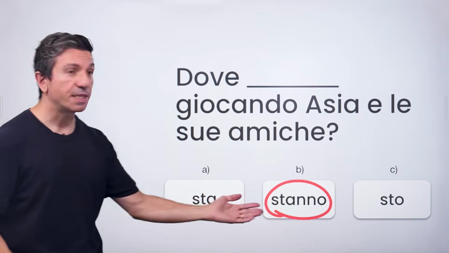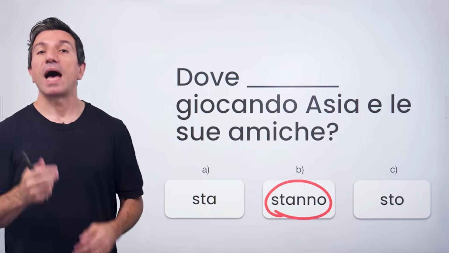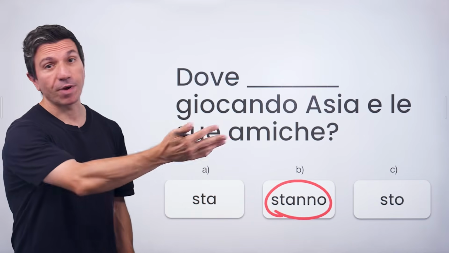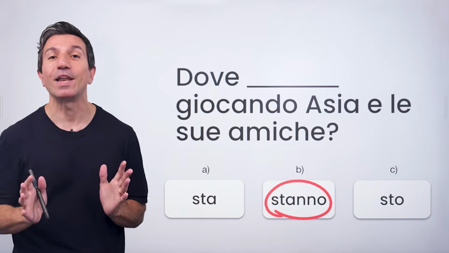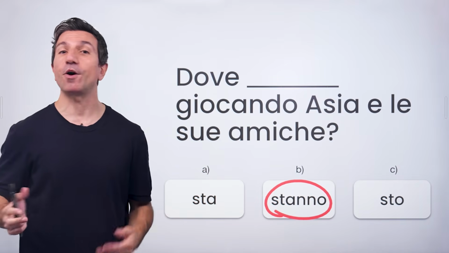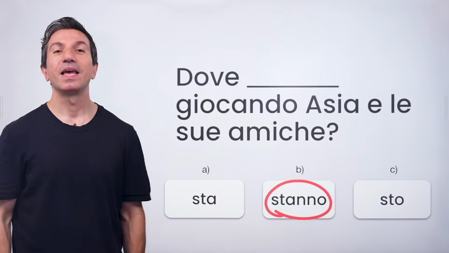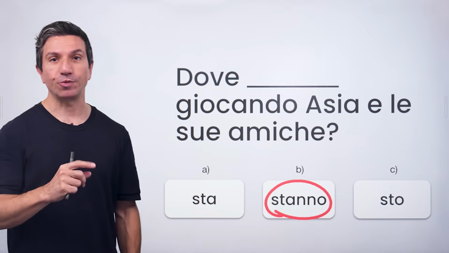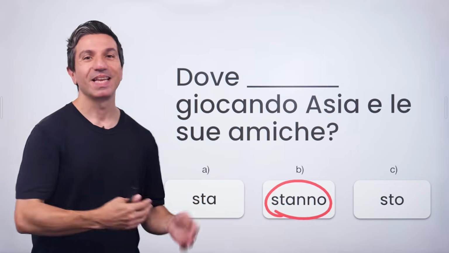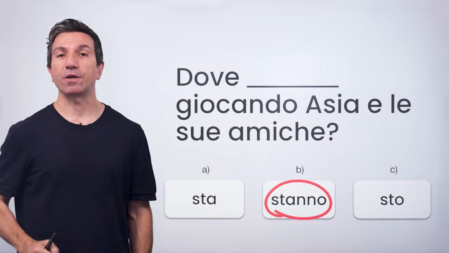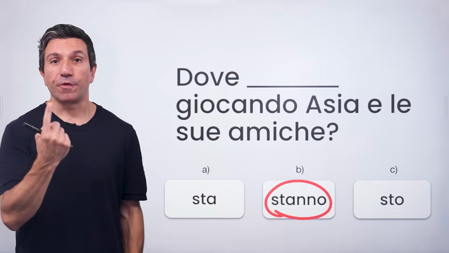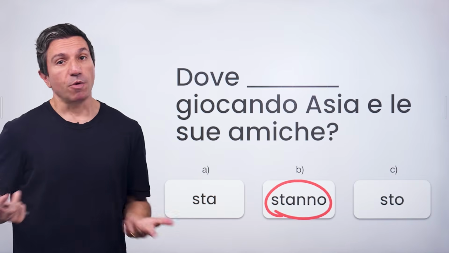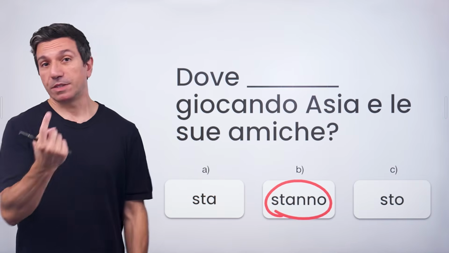We choose stanno because the subject Asia e le sue amiche is plural, they, and stanno is the third person plural of stare. It combines with the gerund giocando to show the action in progress. Sta, third person singular, and sto, first person singular, will be correct only with singular subjects.